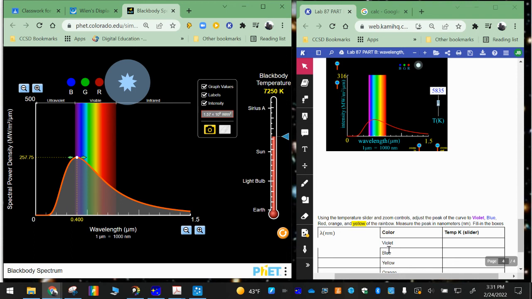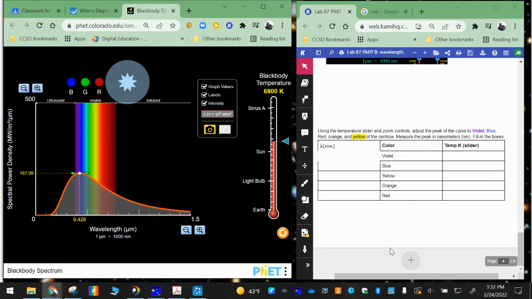Okay, that looks like violet here. For violet, the wavelength would be 4, so remember, three places to the right: 400 nanometers would go here. The temperature is at 7250. Now to get blue, we have to drop the temperature. So there's blue. Again, here's the wavelength and here's the temperature. Just do this for all the other colors, and that should do it.